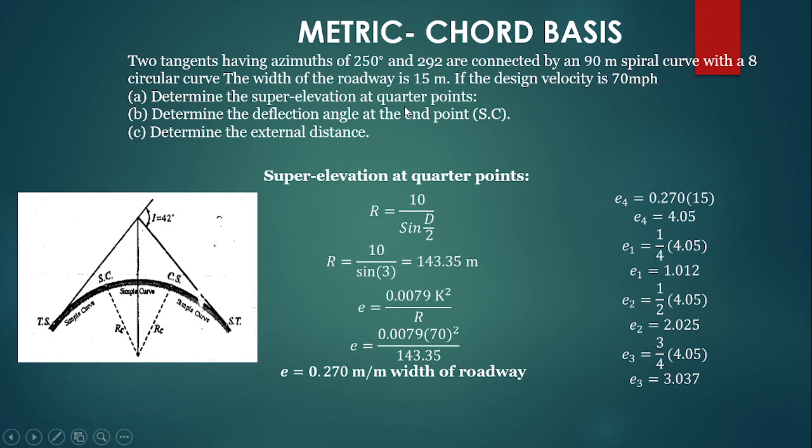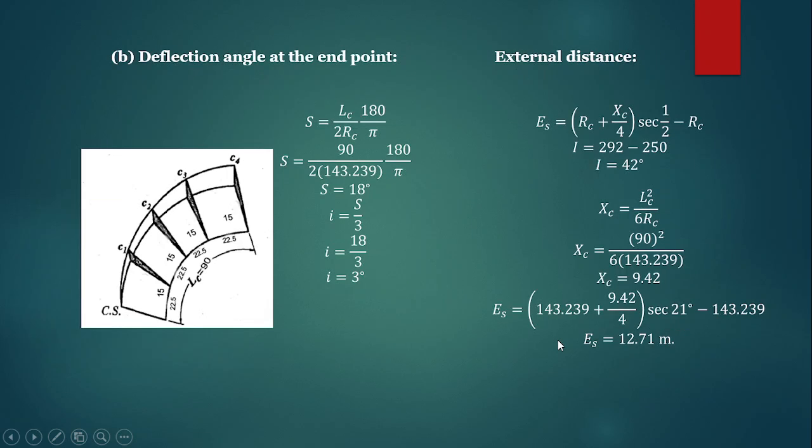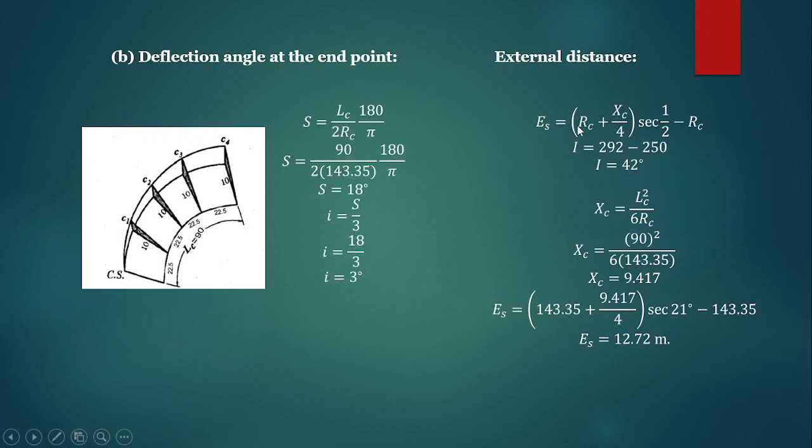So, ganun din po dito. Ang kaibahan lang ay ginamit ito. So, kung makikita natin dito, parehas lang din naman ang sagot. So, ayun. Kaya pa lang na ginamit dun sa isa 1145.9162 10 over sine over d2. So, parehas na naman ang results. Same with the deflection angle and same formula with finding the external distance.